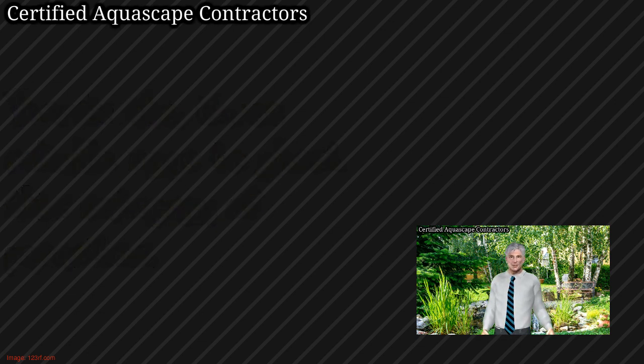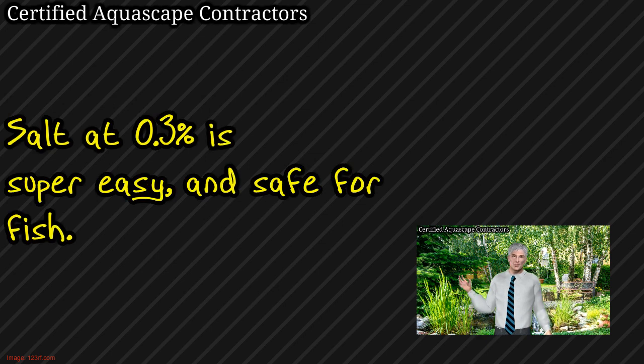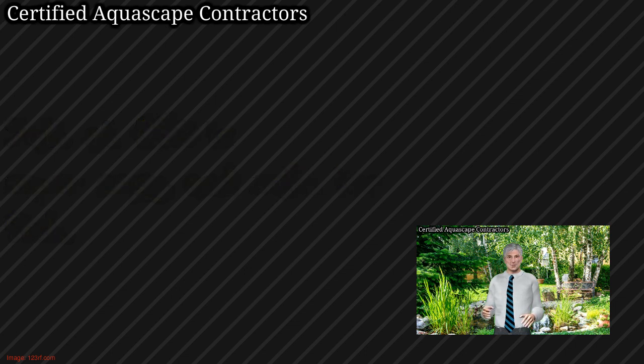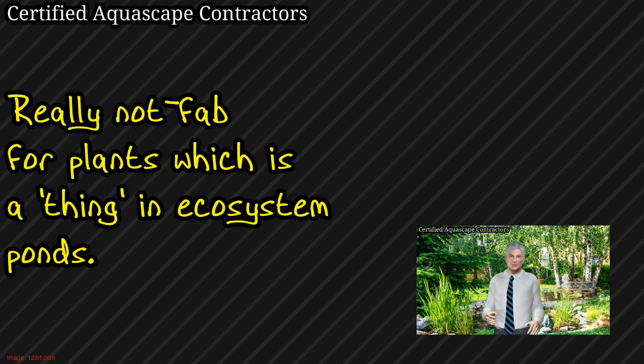And under certain instances, salt for ick is one of my favorites, because salt stays in the system. And you got to admit that putting salt in the water and leaving it there until you change it out is easy. Okay, but it's not fab for plants. As such, especially with ecosystem installations like you guys do, salt might not be the best choice. But man, is it easy.